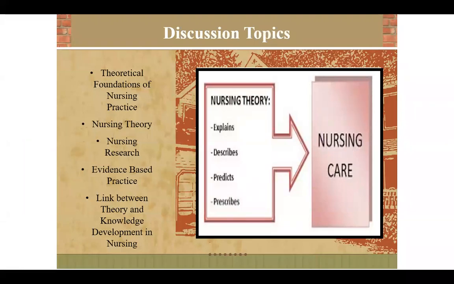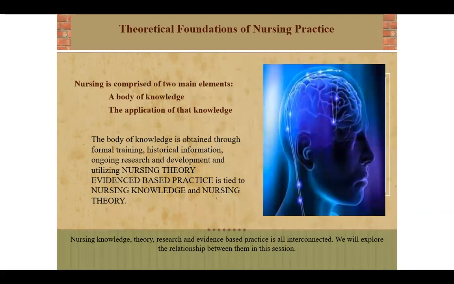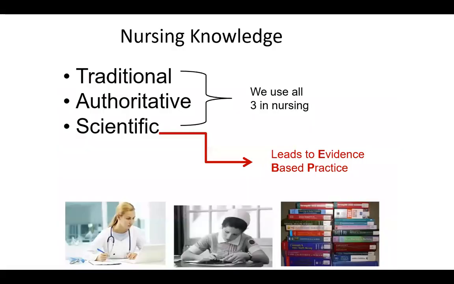We're going to talk about foundations of nursing, which we just did, the theory, research. We talked about evidence-based practice in that other module. So nursing is comprised of 2 main elements, a body of knowledge, so you learn and then you apply that knowledge. Think of it as nursing school. You go to lecture to get the knowledge, then you go to clinical to apply it. The body of knowledge is obtained through formal training, historical information, ongoing research, and development of nursing theory. Evidence-based practice is tied to nursing knowledge and theory.